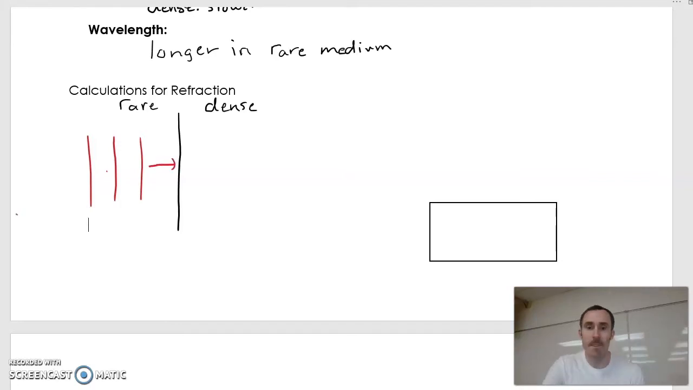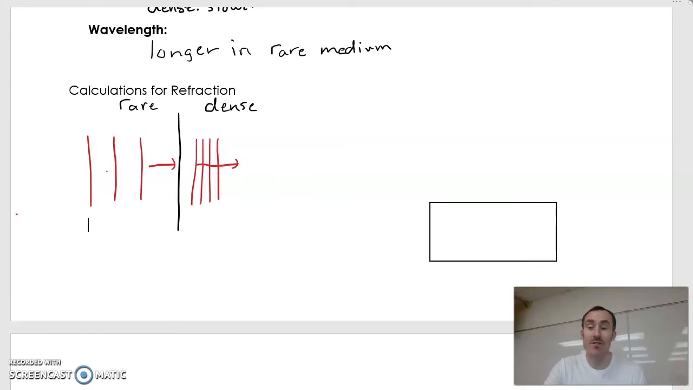moving this way. And when they reach the boundary between the rare and the dense, they're going to kind of stack up because it's more difficult to move the molecules in the dense medium, or waves move slower through the dense medium. So here's how it looks. The wave fronts get closer together because they've slowed down. And now they're traveling this way as well.